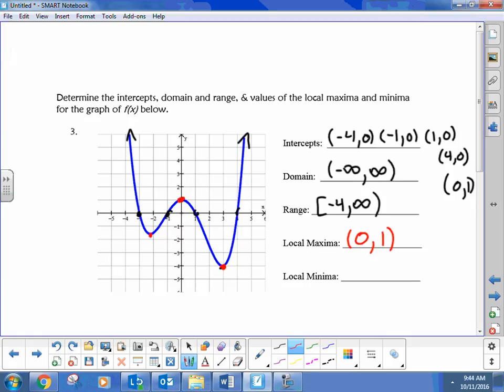Local minimum, there's 2. Here and here. So one of them is going to be at -3, -4, and in the other one, I'm going to estimate this, -2.25 and -1.75. All right, lovely. Let's move forward. Well, let me see. I think there's another question below this one.